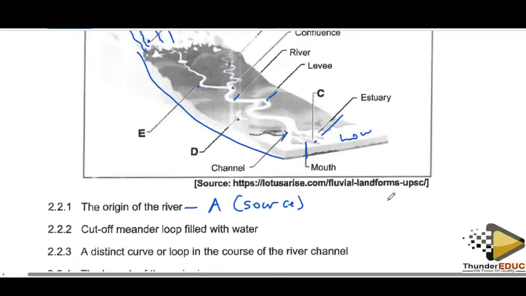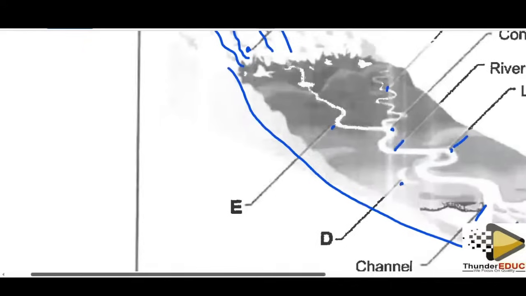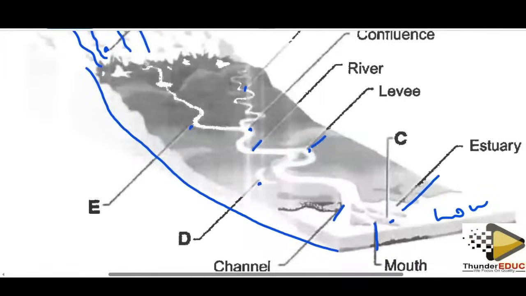Number 2.2.2, cut-off meander loop filled with water. In this case, that would be point D, or you can also refer to it as the oxbow lake. It is referring to a cut-off meander loop. A loop is that bending part. As you could see, if I try to zoom in for you, you can see this is our loop here. This is the loop.